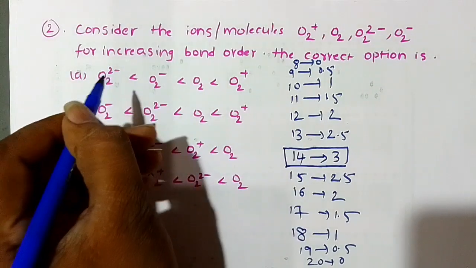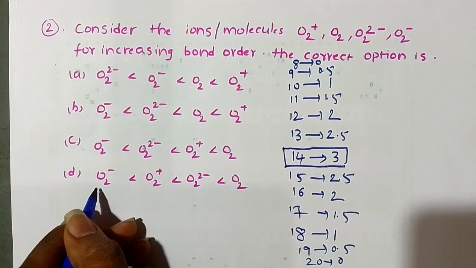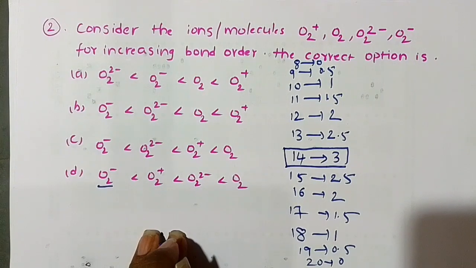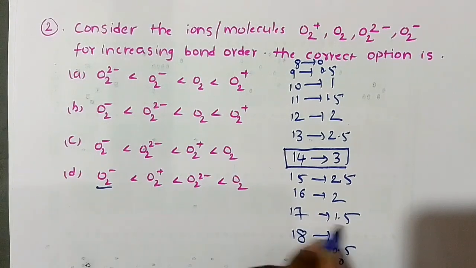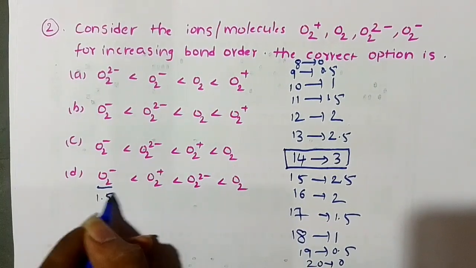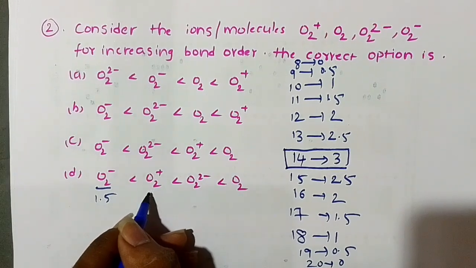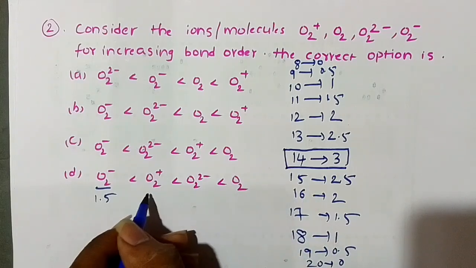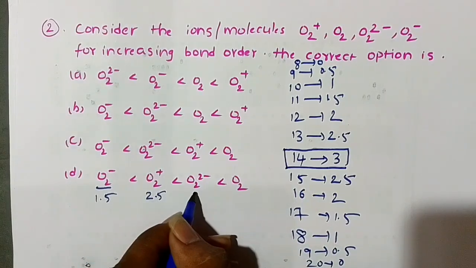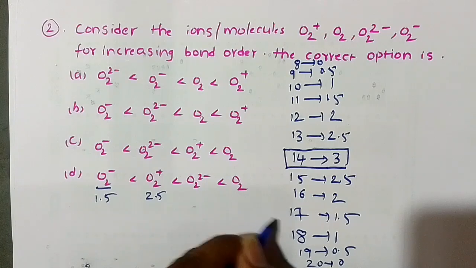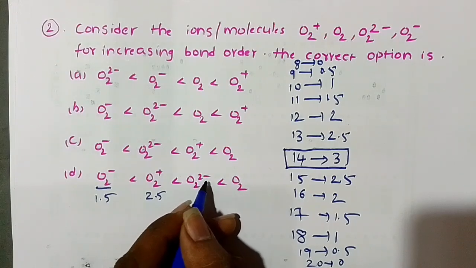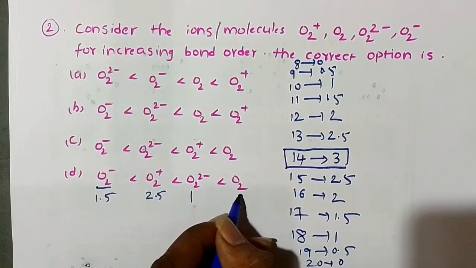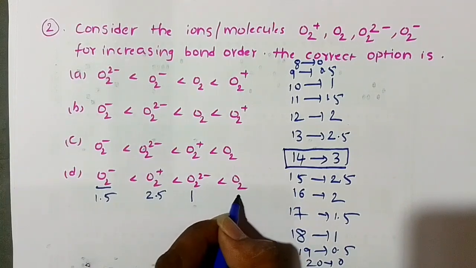Now we see O2-. O2- means how many electrons? 17 electrons, and 17 electrons means the bond order is 1.5. O2+ means 16 minus 1, 15, and 15 contains 2.5. Next, O2 2-: O2 means 16, 16 plus 2 is 18, and 18 means bond order 1. O2 has 16, so the bond order is 2.